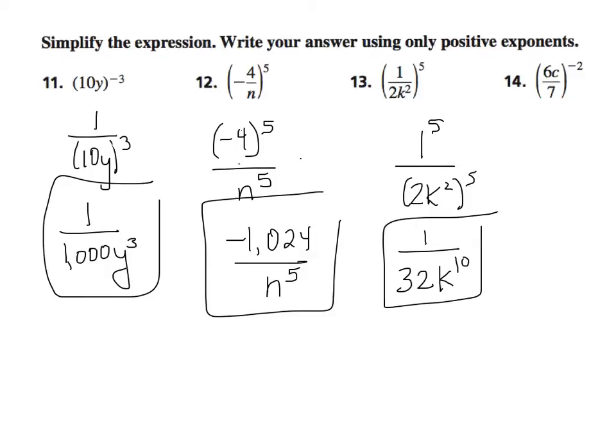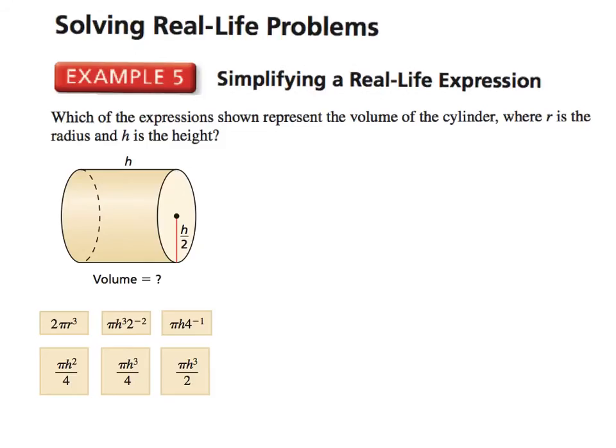Number 14, I'm going to flip the entire thing first. So that gives me 7 over 6c. And that would give me 49 over 36c squared. All right, we're having fun now.